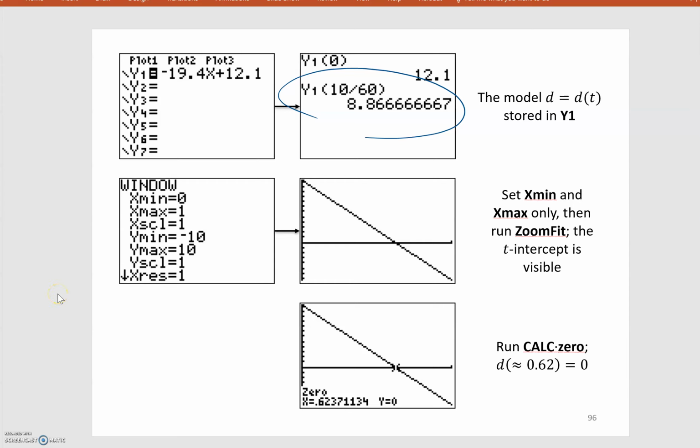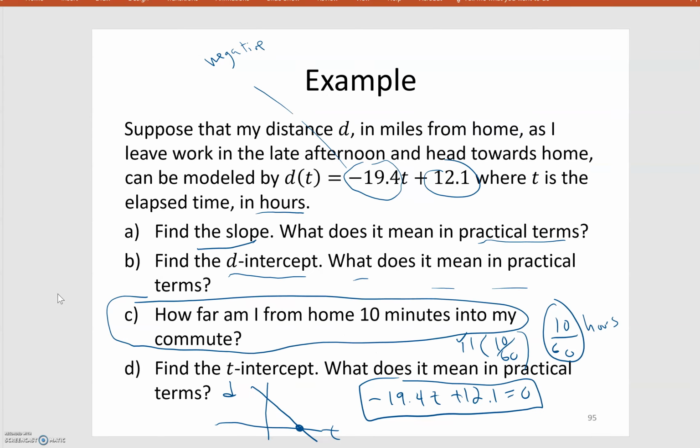Alright, so let's talk about calc intersect and calc zero. If you recall, we're trying to solve this. Let me just go back to the question. Now, I don't want to pretend like this isn't an easy question to solve just from first principles. It is. All you would have to do is move 12.1 to the other side and then divide by negative 19.4, and you'd have your answer.